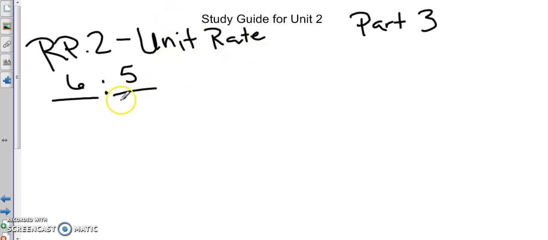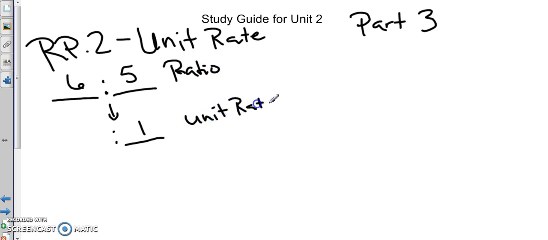Now, when we talk about unit rate, it is very specific. Unit rate is always where the second number is 1. So this top is a ratio, and this one is a unit rate. Unit rates compare some number to 1. So remember, this second number has to always be 1. That's what unit means, 1.